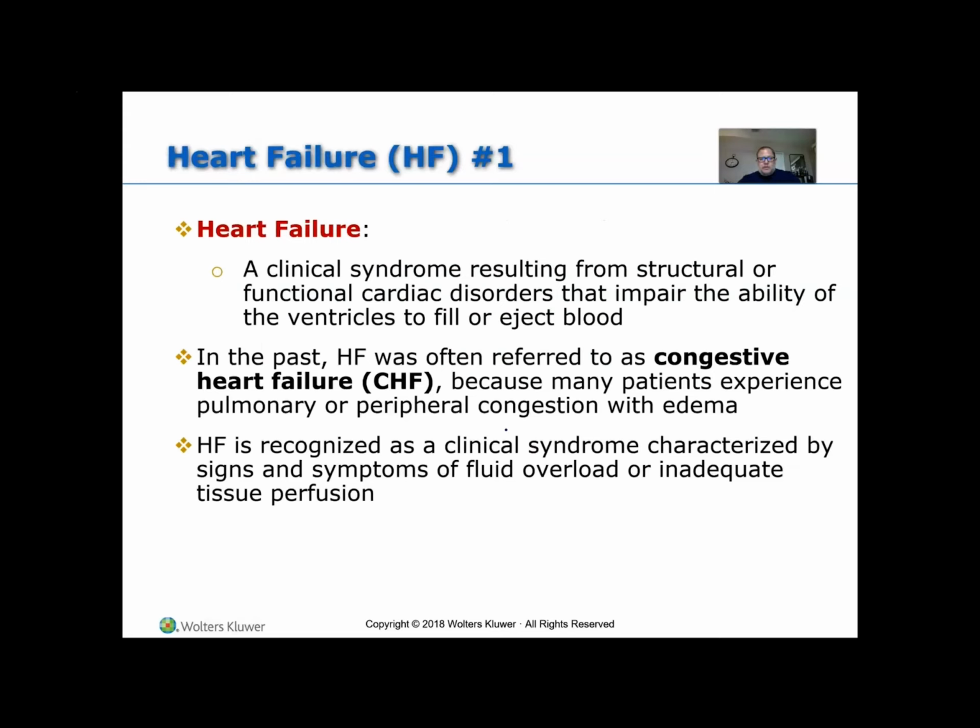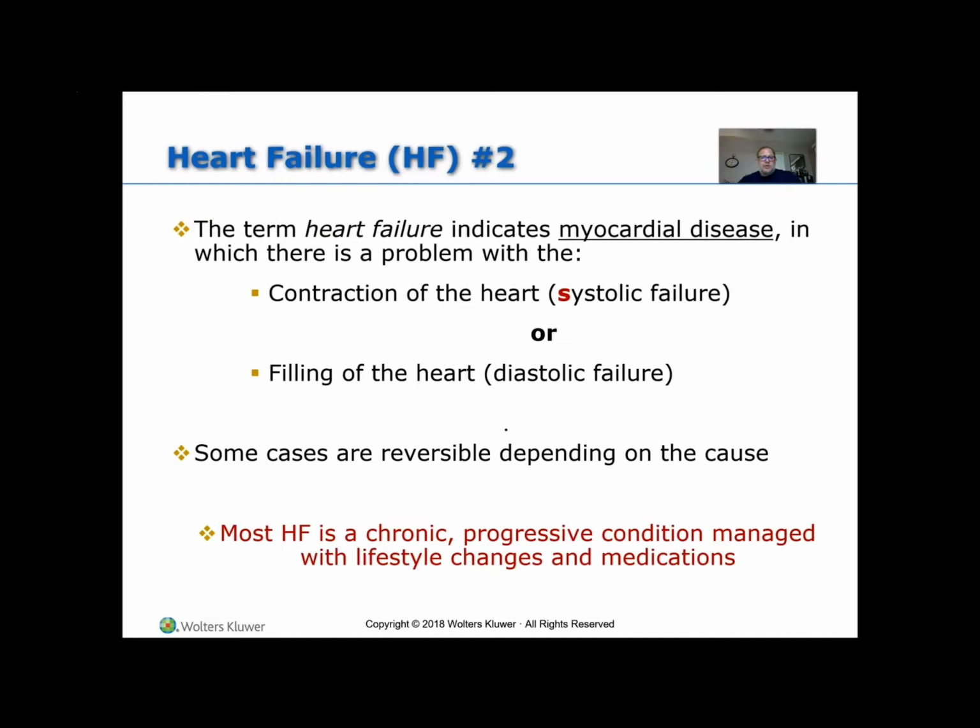Heart failure is a clinical syndrome resulting in structural or functional cardiac disorders that impair the ability of the ventricles to fill or eject blood. In the past, heart failure was often referred to as congestive heart failure because many patients experience pulmonary or peripheral congestion with edema. Heart failure is recognized as a clinical syndrome characterized by signs and symptoms of fluid overload or inadequate tissue perfusion. The term heart failure indicates myocardial disease in which there's a problem with the contraction of the heart, which is considered systolic failure, or filling of the heart, which is diastolic failure.